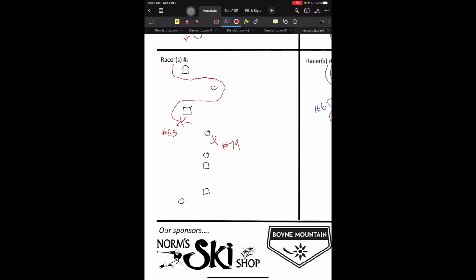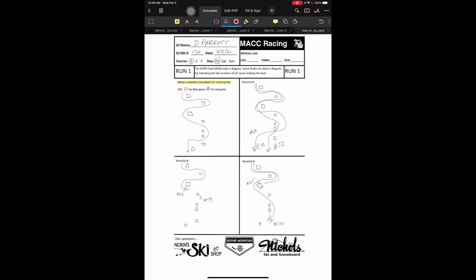One final thing about the gate card: if you run out of space on either side of your card, please do not simply flip to the other side, as you would be documenting DSQs in the wrong run. What we need you to do is simply use another card and record the additional DSQs on the correct side of the additional card. So here is what my card might look like if I were gate judging. You can see that I've got missed gates, I've got straddles, I've got lost equipment.